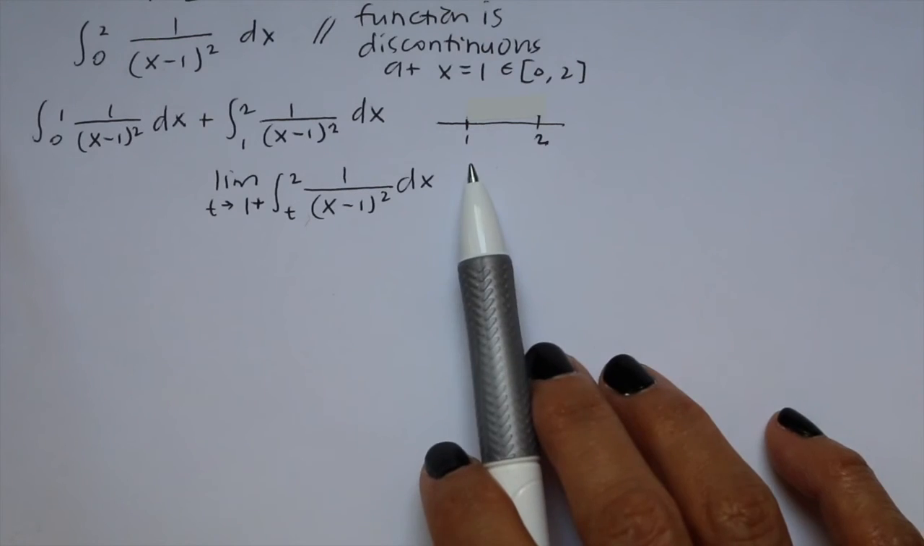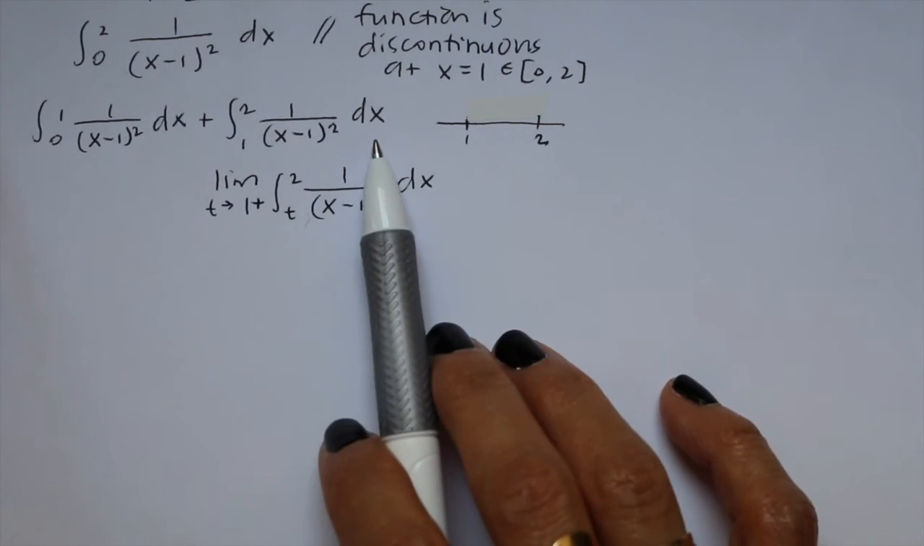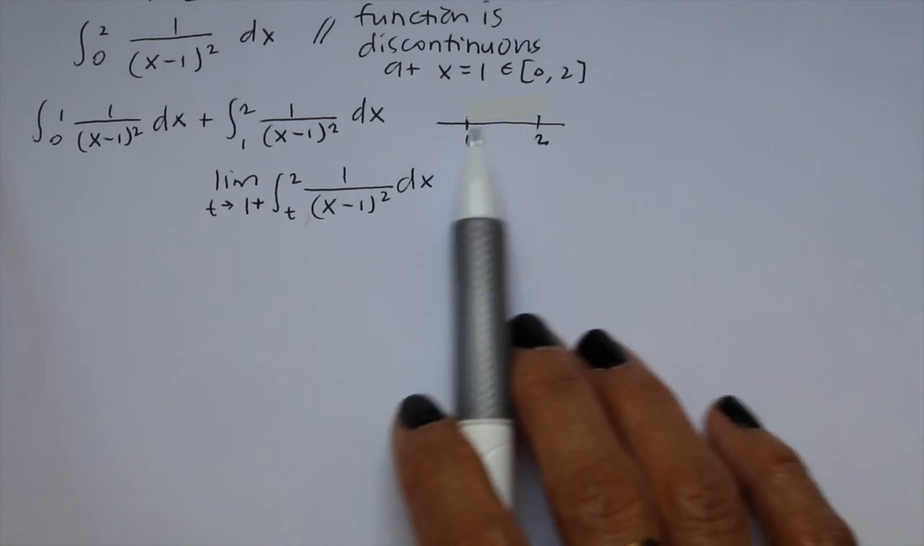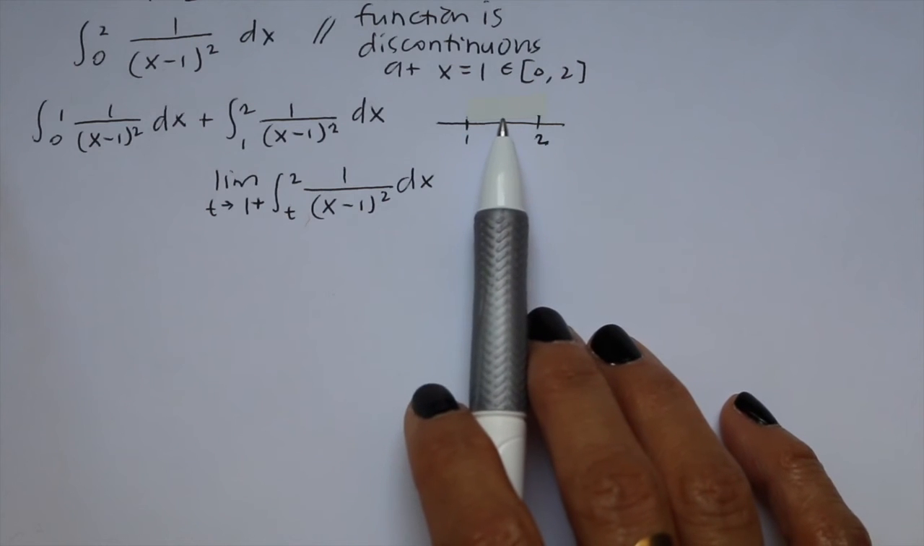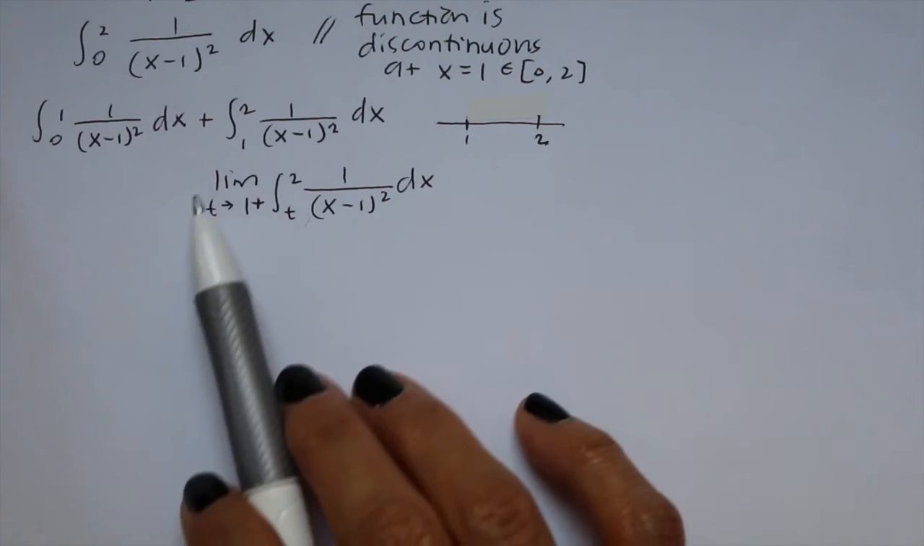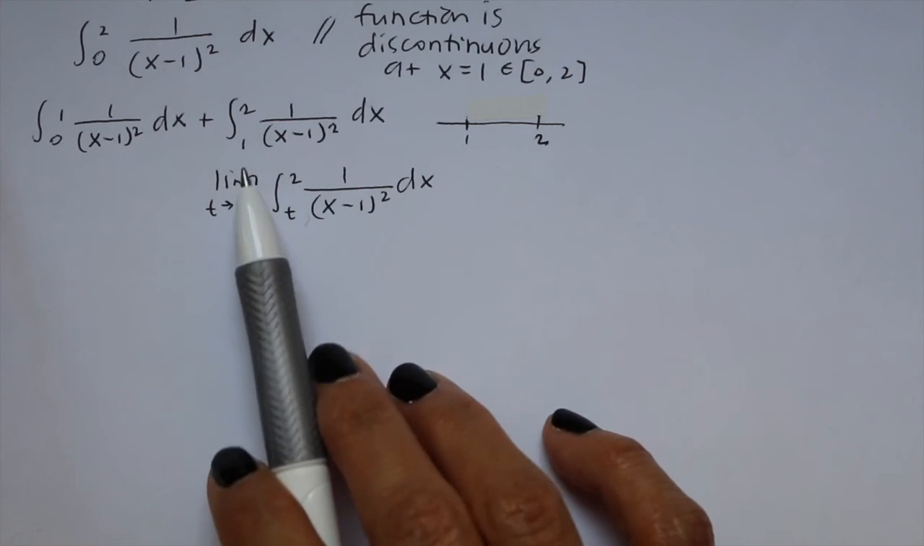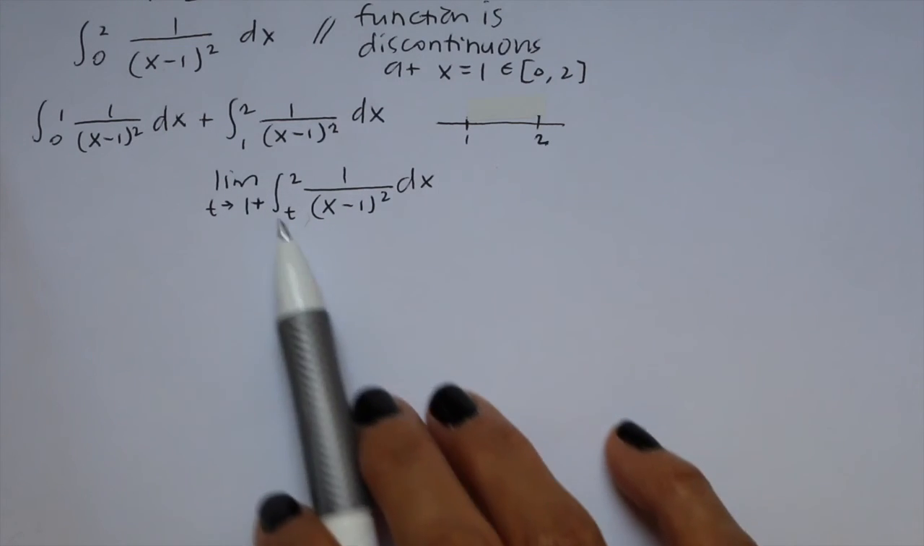Okay, if you think of a number line from 1 to 2, this is representing the area under the curve. 1 is the value that's causing the problem. So if you think about your interval, you're approaching 1 from the right. So that's why I wrote this as the limit as t approaches 1 from the right, and then replaced the 1 with t. And now we're going to continue integrating this part.